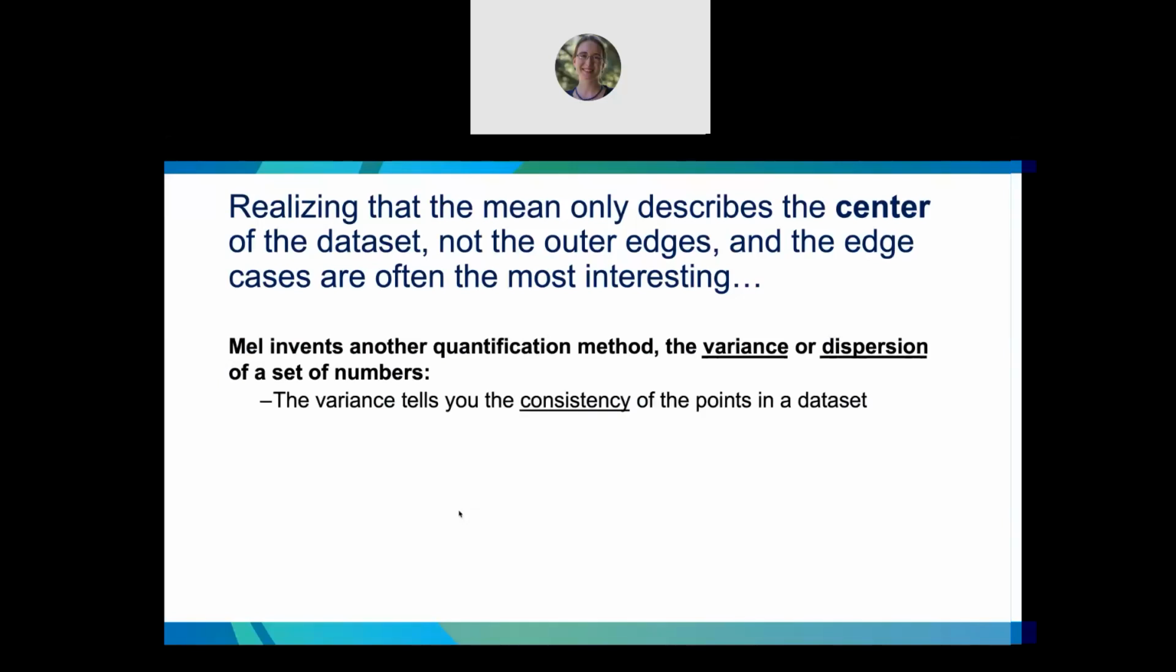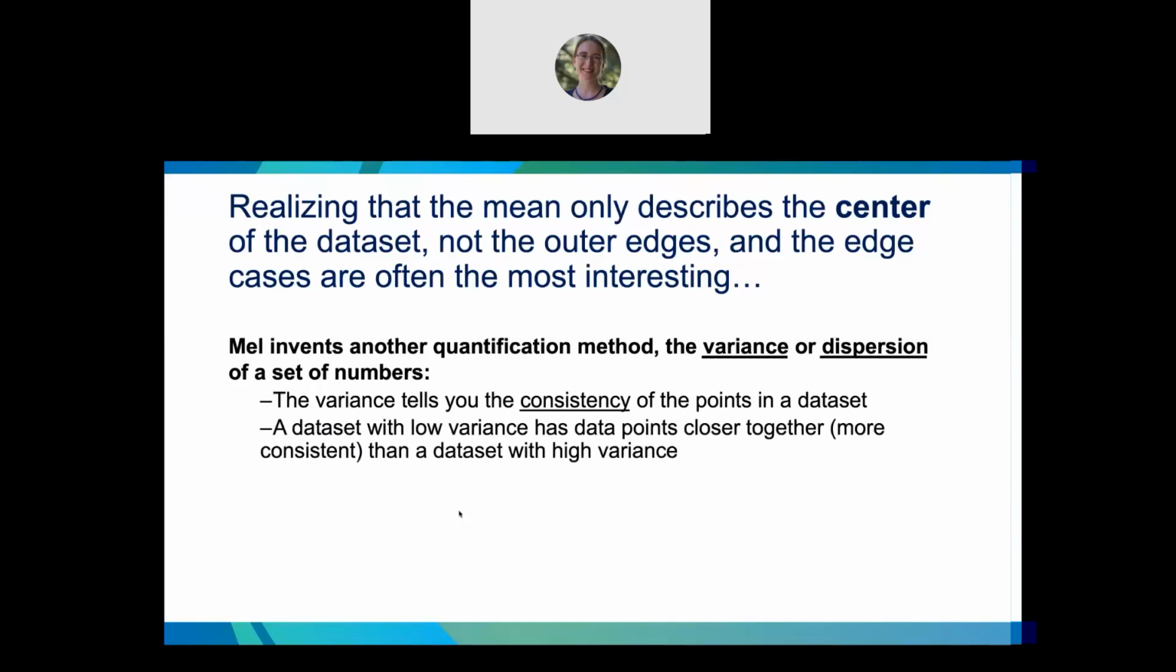So one way of thinking about variance is that it tells you the consistency of the points in a data set. That is, a data set with low variance has data points closer together, or more consistent, than a data set with high variance. This is important because if we know the variance, this will help us predict the likelihood of unusual events. How many unusual events are there? We predict how likely there is to be another one.